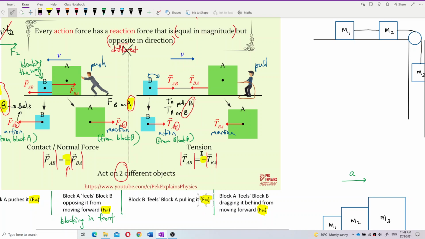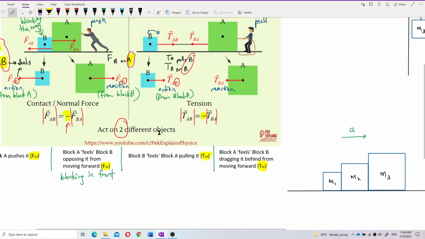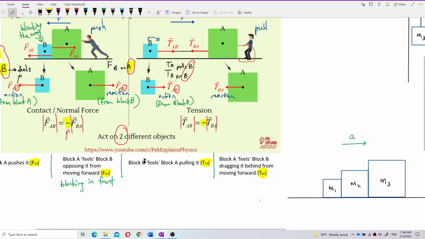Okay, we put tension. Actually, we should put tension instead of F. Sorry, hold on a second. Yeah, I corrected it. So block B feels block A pulling it. So this is TAB. That means A on B. Tension of block A on B. So this tension comes from block A, or A on B. So block B feels block A is pulling it.